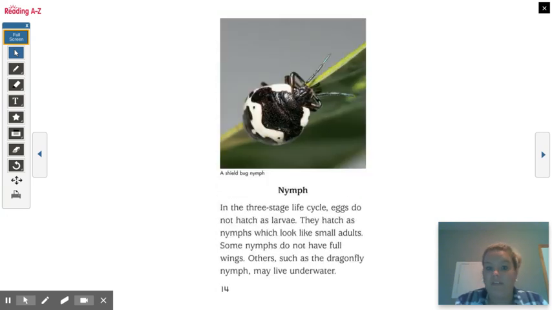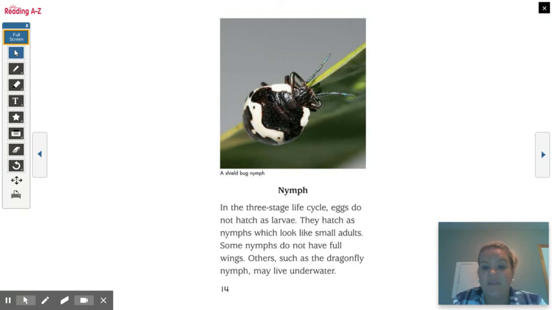A nymph. In the 3-stage life cycle, eggs do not hatch as larvae. They hatch as nymphs. Okay, so we talked about the 4-stage one. Now we're switching and we're going to the 3-stage one, okay? That some insects go through 3 stages instead of 4, okay? So it went from egg, nymph to adult, okay? So this is talking about the nymph stage.